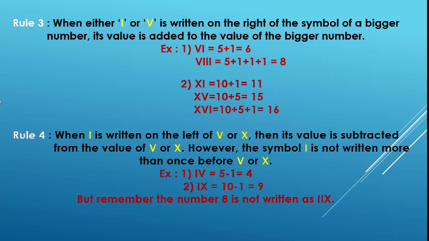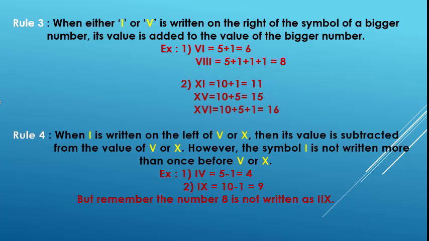Rule 4. When I is written on the left of V or X, then its value is subtracted from the value of V or X. However, the symbol I is not written more than once before V or X. It means that when I is written on the left hand side of V or X, the value of I gets subtracted from the value of V or X, and it can be written only once.